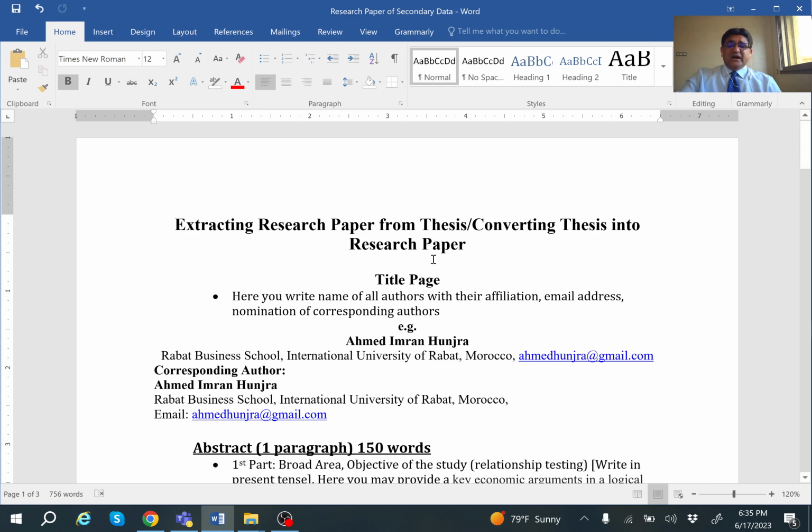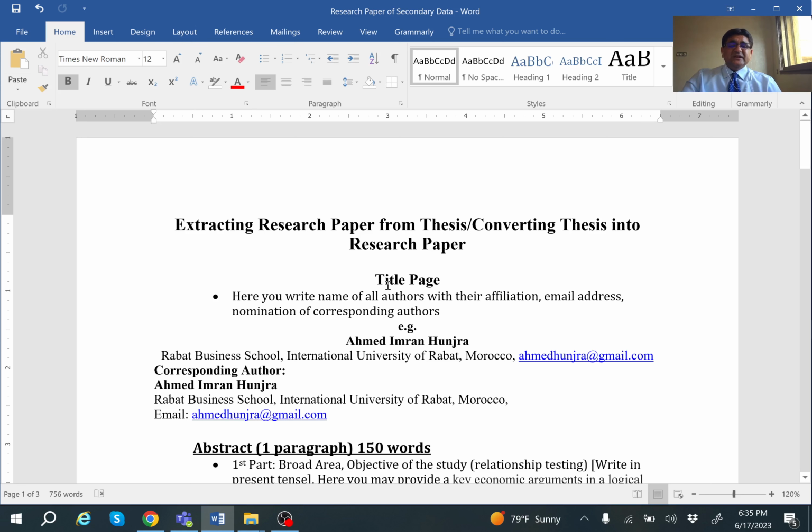So I have a few steps on how they can convert their thesis into a research paper. This whole activity is for those who have just finished their graduate thesis and don't know how to convert the thesis into a research paper. So normally we have several parts. The first part is the title page.